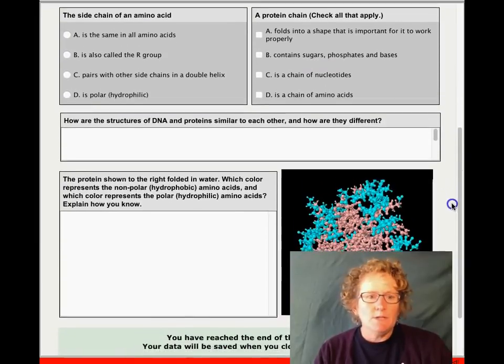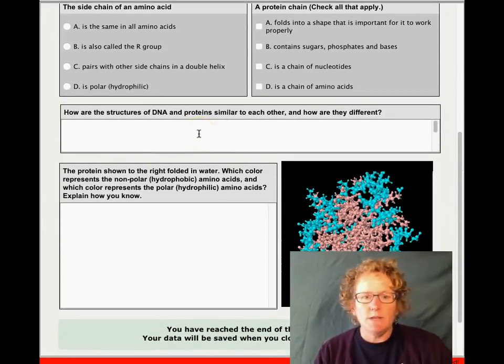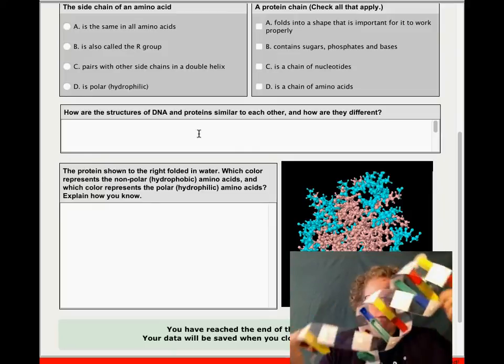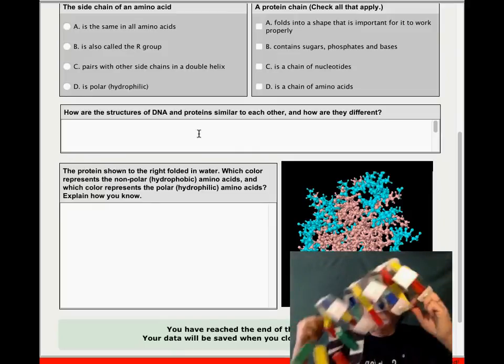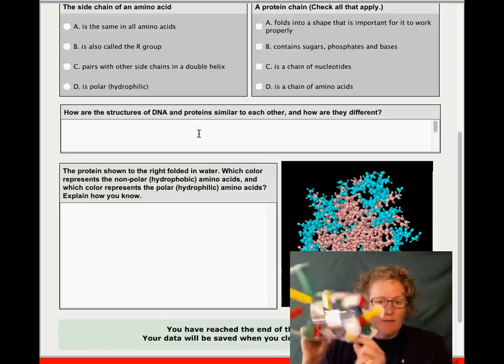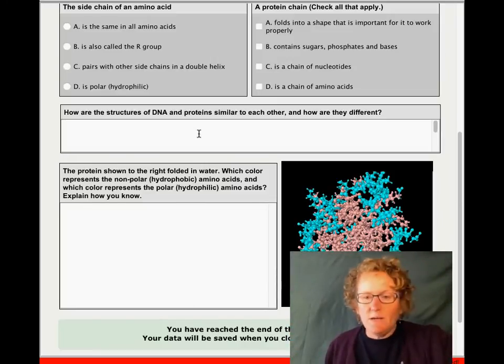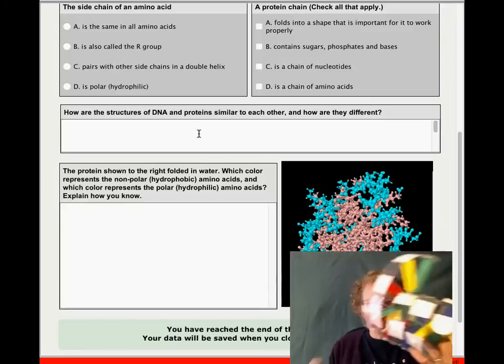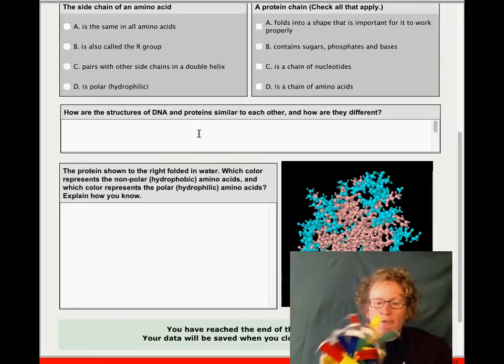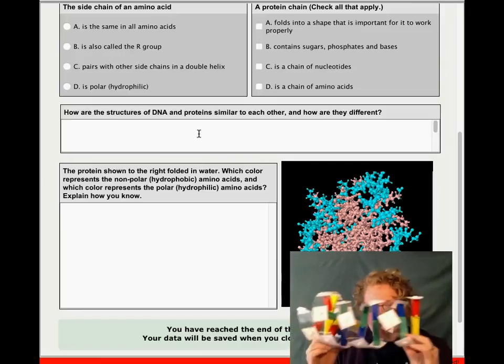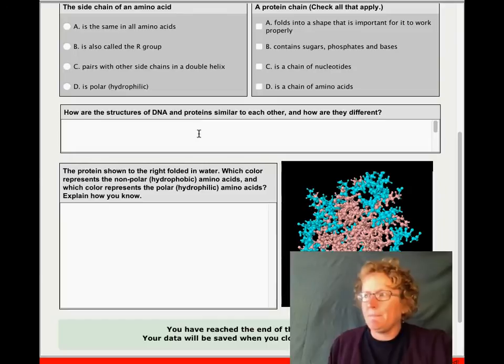So, big question here, how are the structures of DNA and proteins similar to each other, and also make sure they're different? DNA is made out of nucleotides. There are only 4 nucleotides. It always has the same shape. DNA is always a double helix, no matter whether you're a frog or a pig or a human or a bacteria. Well, maybe not bacteria, but if you're any mammal, your DNA is this shape.